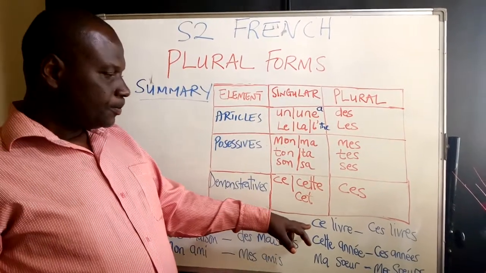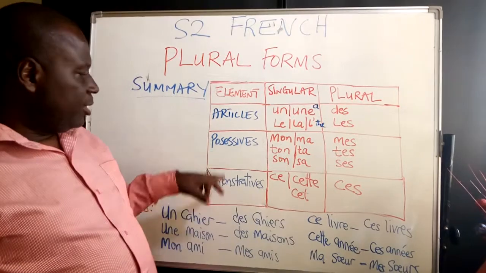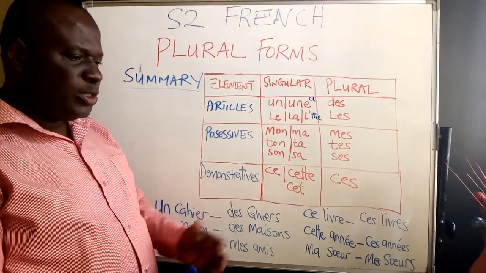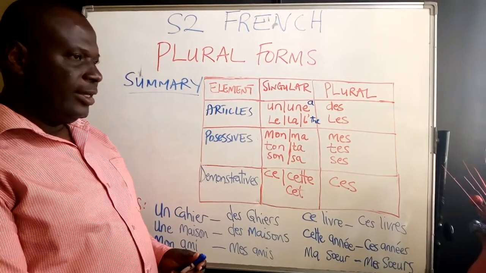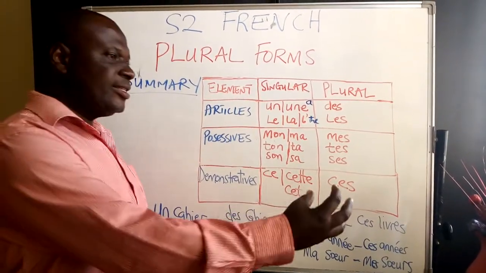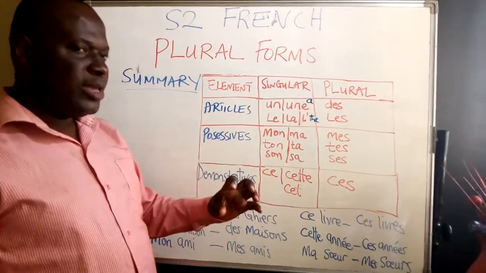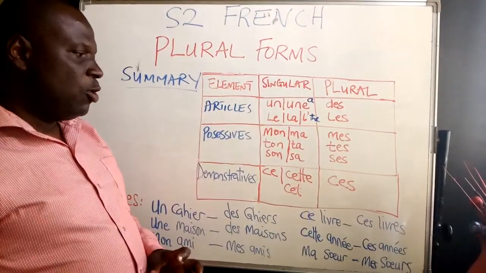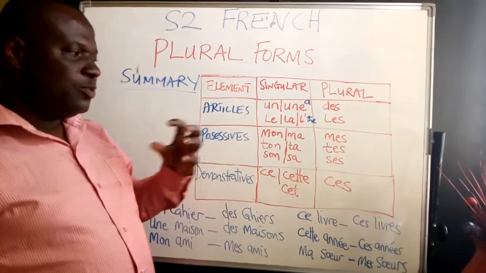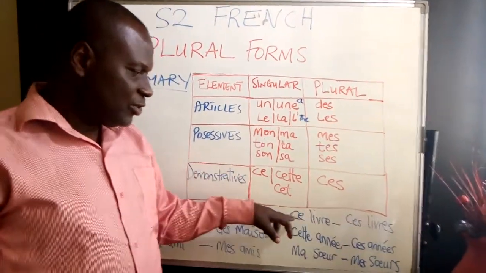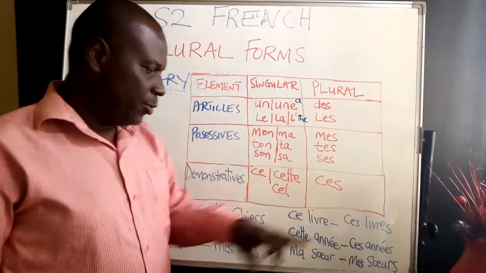Look at, for example, this. We go to the demonstratives. These are words which show something. In English, you will be saying this or that. For example, when you say ce livre, you are meaning this book or that book. Then in plural, it will be those books, ces livres. So this ce shifts to plural.